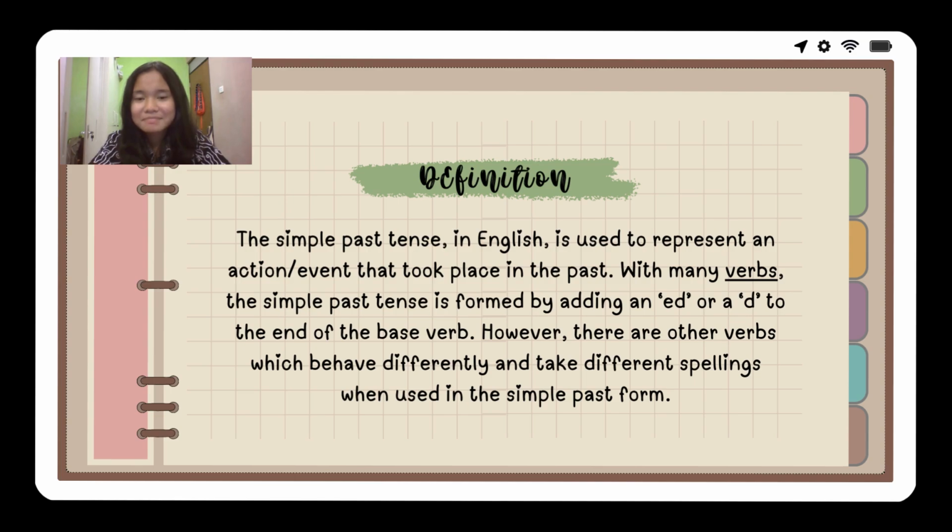So, the definition of simple past is the simple past tense in English. It is used to represent an action or event that took place in the past. With many verbs, the simple past tense is formed by adding an ed or a d to the end of the base verb. However, there are other verbs which behave differently and take different spellings when used in the simple past form.